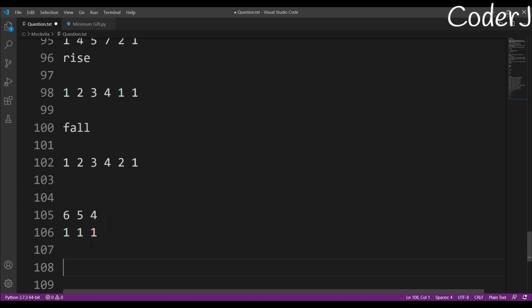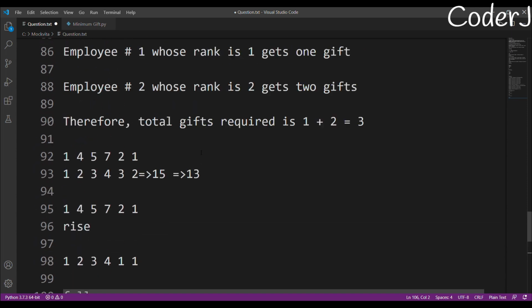Now we'll check for the fall part. Is 5 greater than 4? Yes, it is. So you just increase the number of gifts that 4 had by 1, so you give him 2 gifts. Then you come to check for the 6. Is 6 greater than 5? Yes, it is. Then you increase the number of gifts that 5 holds by 1, and that is the number of gifts that 6 should be getting. So simple, right? Now I'll just code for it, and it's very, very simple.